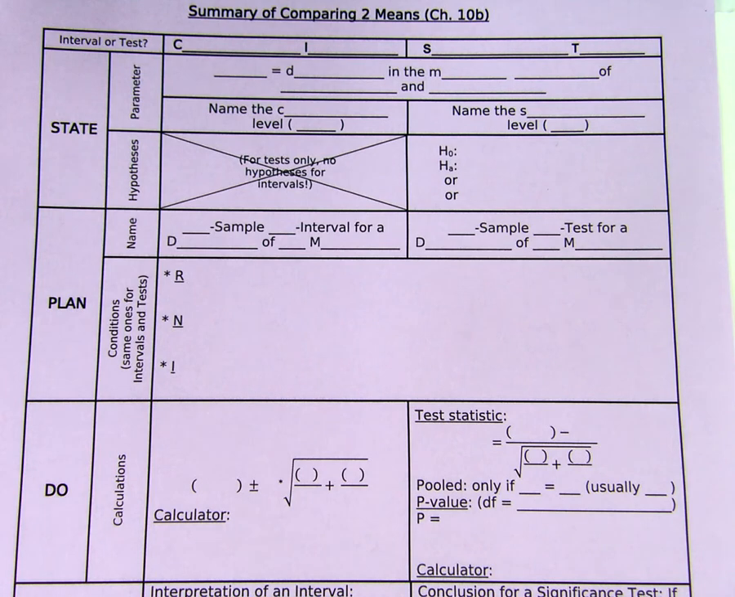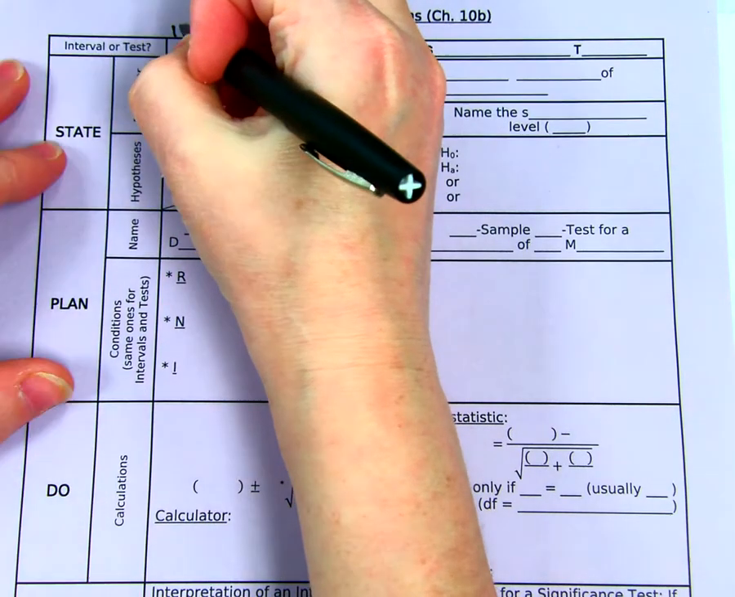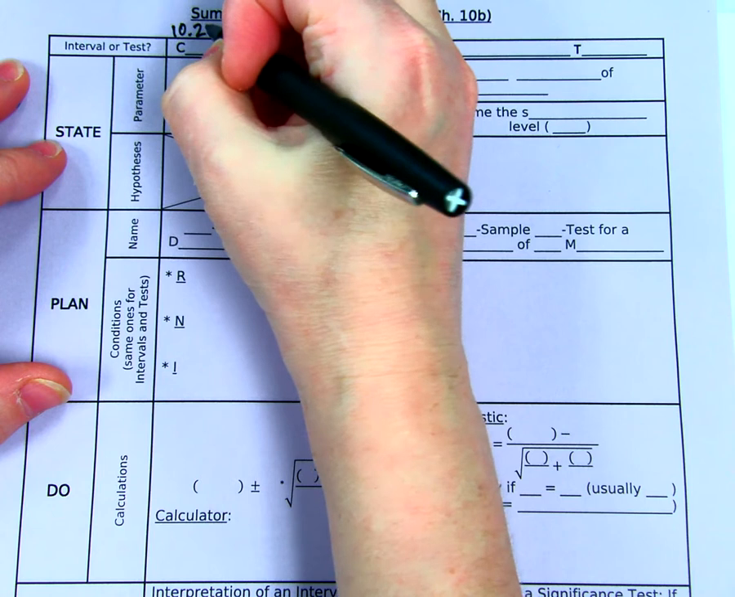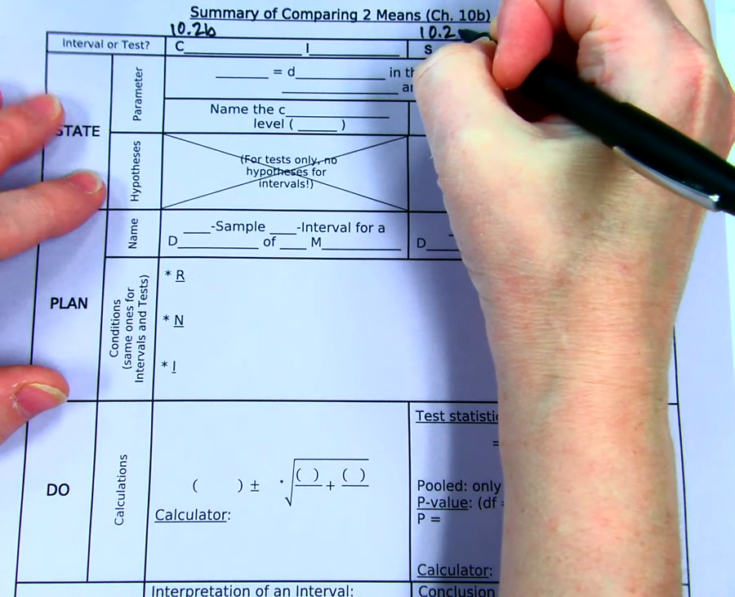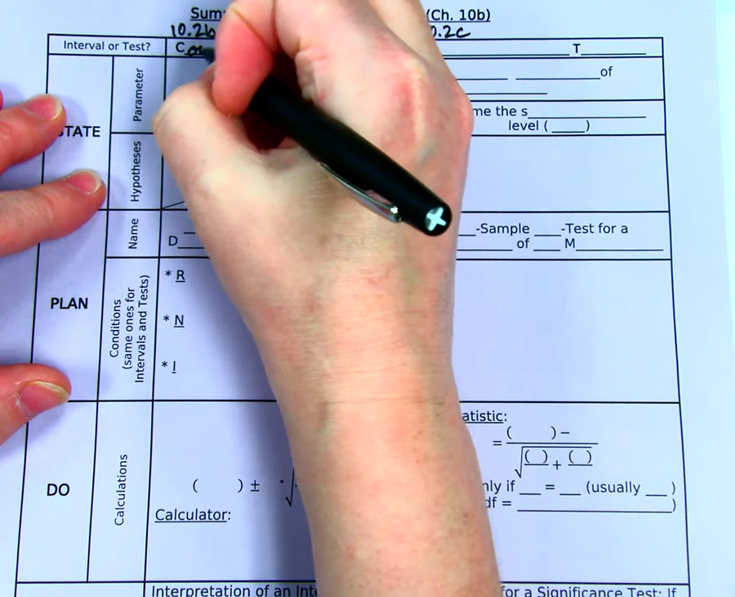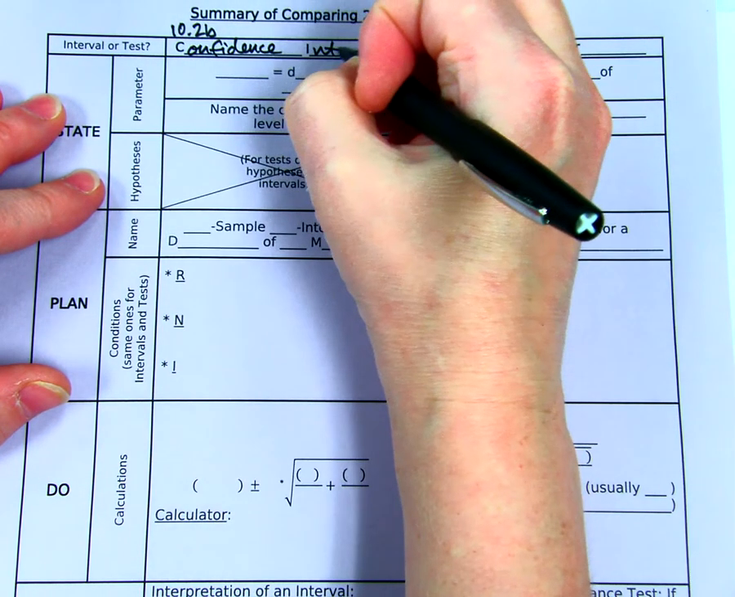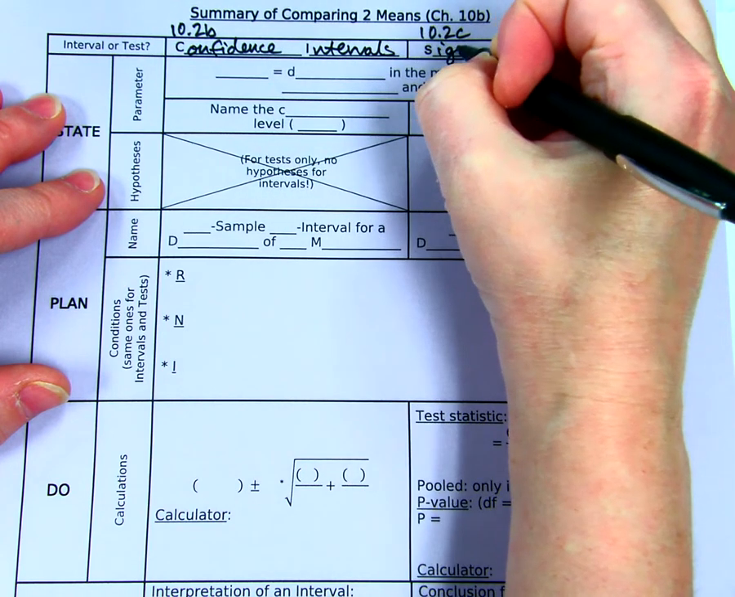So stats class, here is the chart for the second half of chapter 10. And I'm recording it since it's a basic day, but you could also come hear me do it live, of course. This is 10-2B for confidence intervals and 10-2C for significance tests. And I just gave away the first two answers, but that's okay.